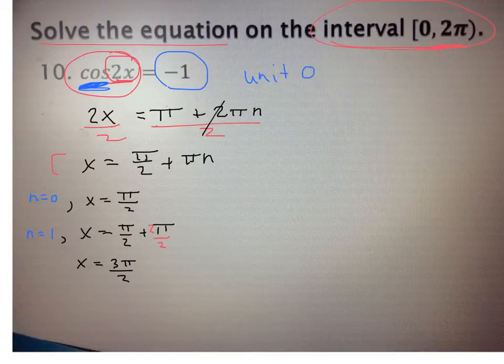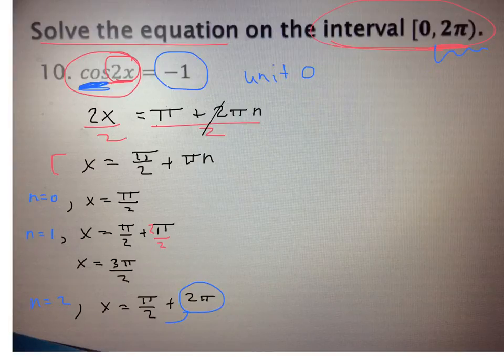And then I'm going to find my solution for n equals 2. Now that means x would equal pi over 2 plus 2 pi. Now at that point I'm going to be like, wait a minute, if I'm adding on a 2 pi to something that's already positive, then that means I'm going to be over 2 pi. So I can stop there, because this is not going to work. And my real solutions are these first two that I got. So x equals pi over 2 and also x equals 3 pi over 2.